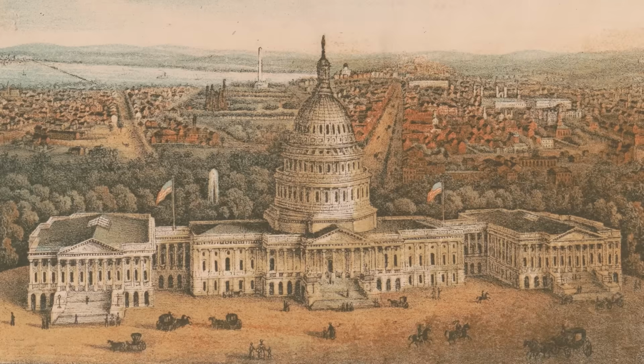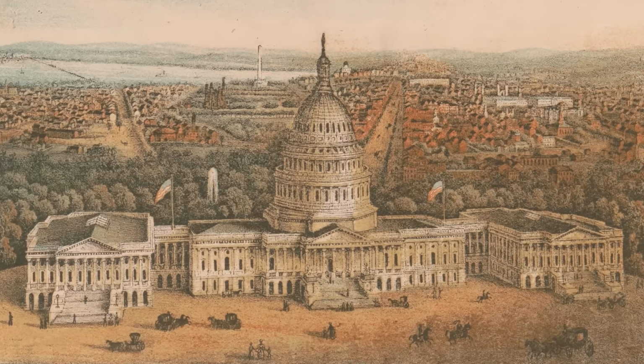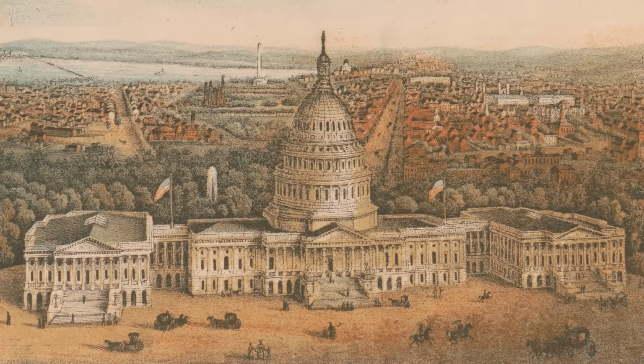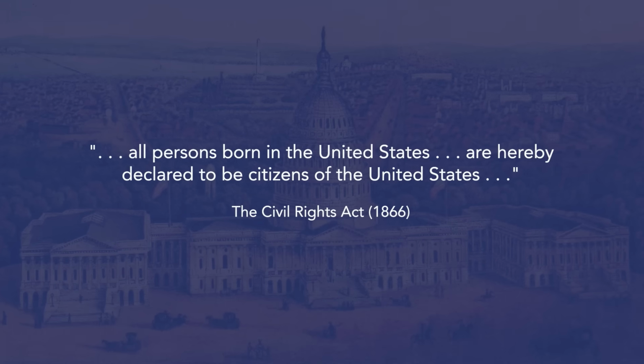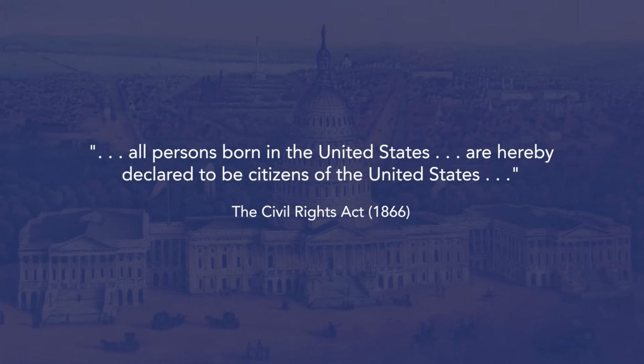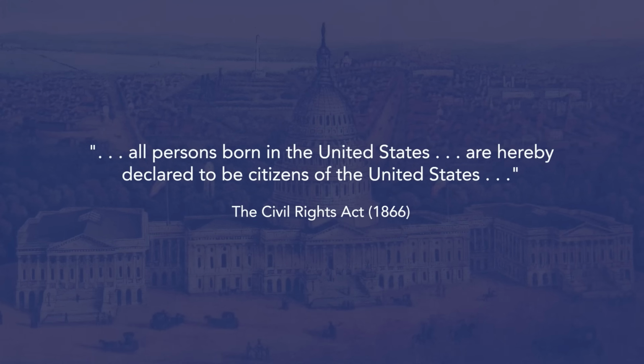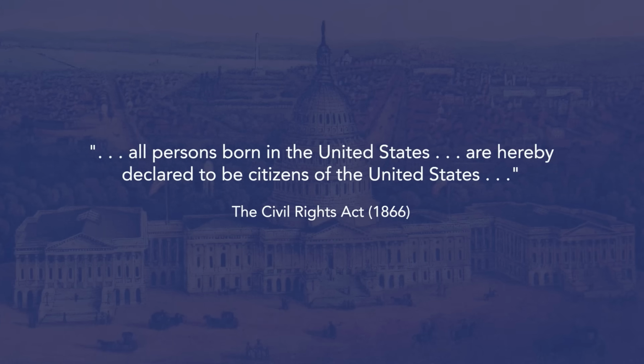And these codes denied the newly freed African Americans the right to sue and be sued, to make contracts, to inherit property, and basically to exercise the basic civil rights of citizenship to which they were entitled. Congress responds by passing the Civil Rights Act of 1866, which says that all people in the United States are entitled to the same civil rights, to make and enforce contracts, to sue and be sued, all the rights that the Black Codes had denied.